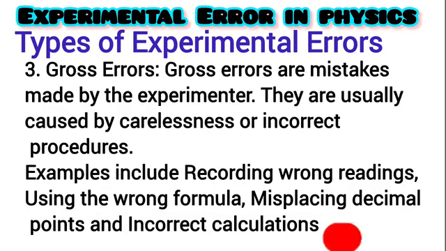The last kind of error we're going to discuss is the gross error. Gross errors are mistakes made by the experimenter. They are usually caused by carelessness or incorrect procedure. Examples include recording wrong readings, using the wrong formula, misplaced decimal, or even incorrect calculation.